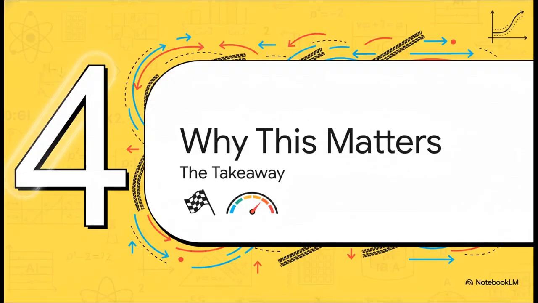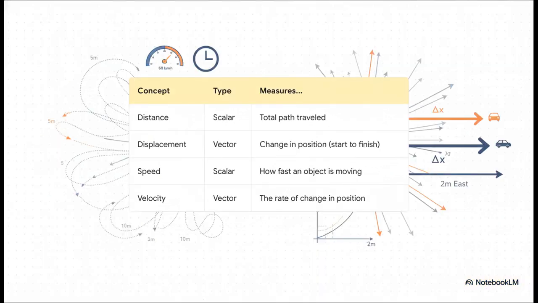So let's wrap all this up. It's a neat little distinction, but is it just some weird physics trivia question? Absolutely not. Understanding this difference is incredibly important in the real world. Here's the whole thing in a nutshell. Distance is your scalar, just the total path. Displacement is your vector, the change from start to finish. That makes speed the scalar that measures how fast you're moving, and velocity the vector that measures the rate your position is changing. It all links together.